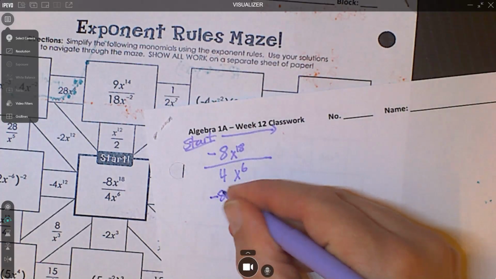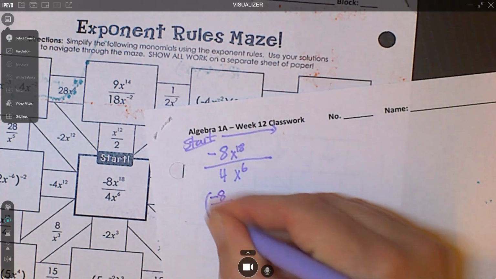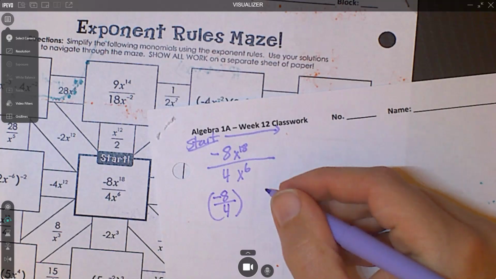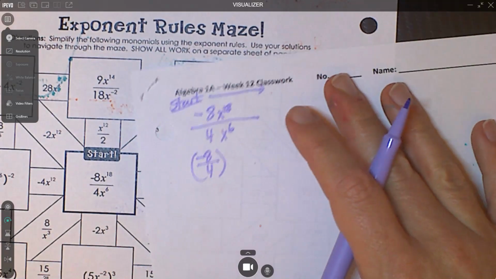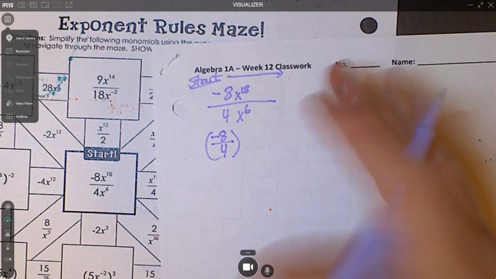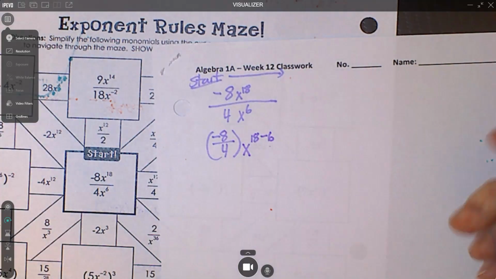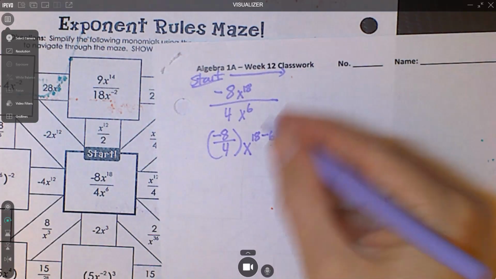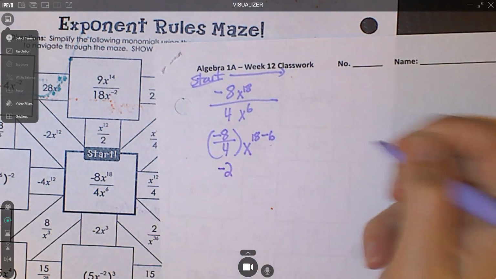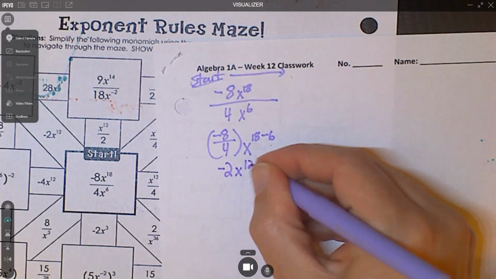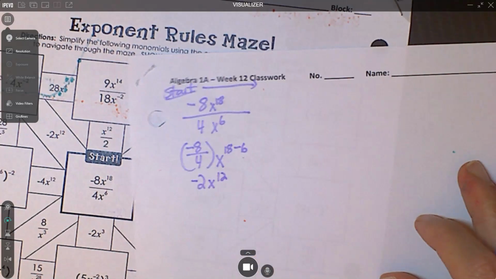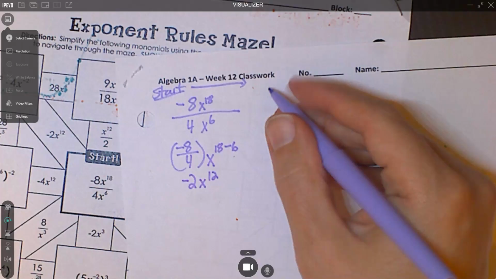You got to do -8 divided by 4, and you subtract the exponents, because that's the exponent law: when you divide two powers of the same base, you subtract their exponents. So this would be -2 x to the 12. Okay, why is that?